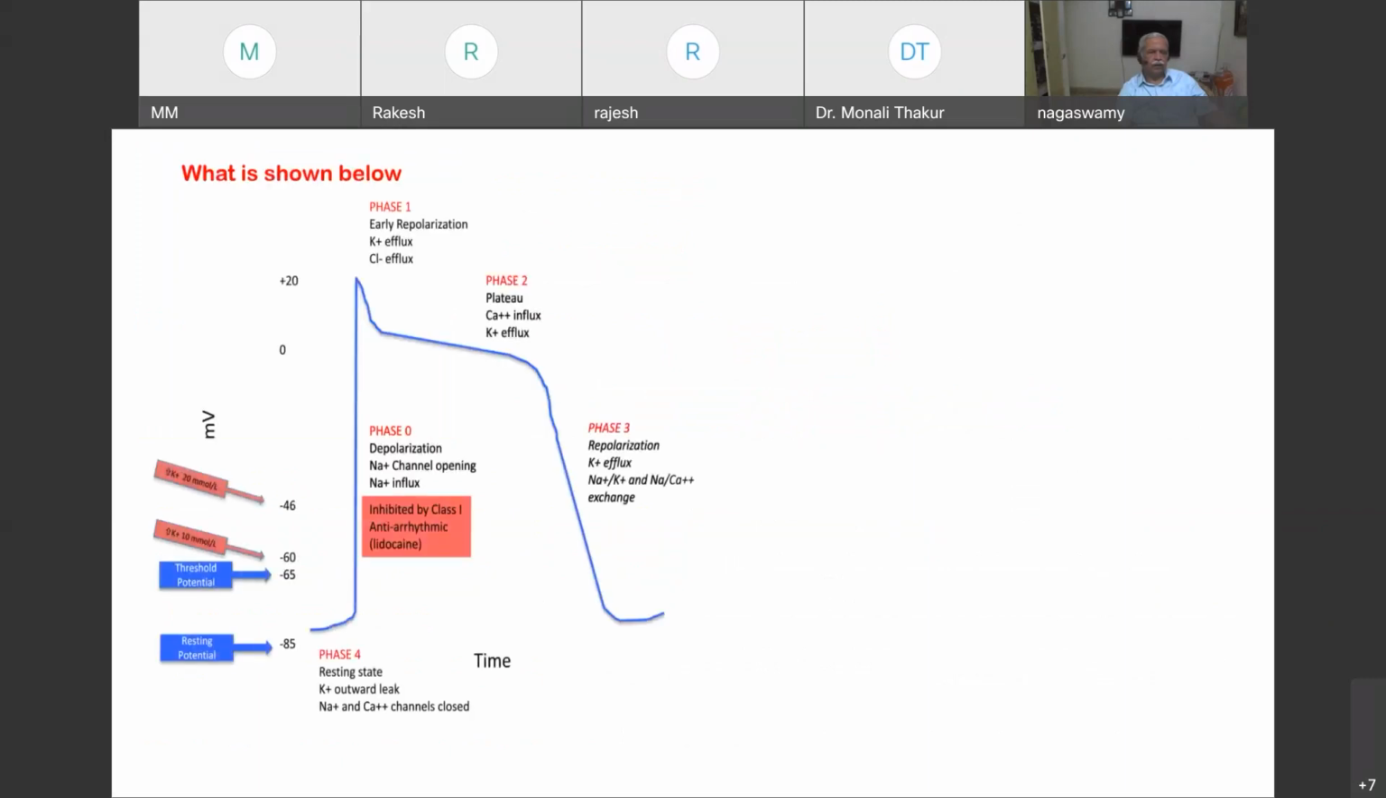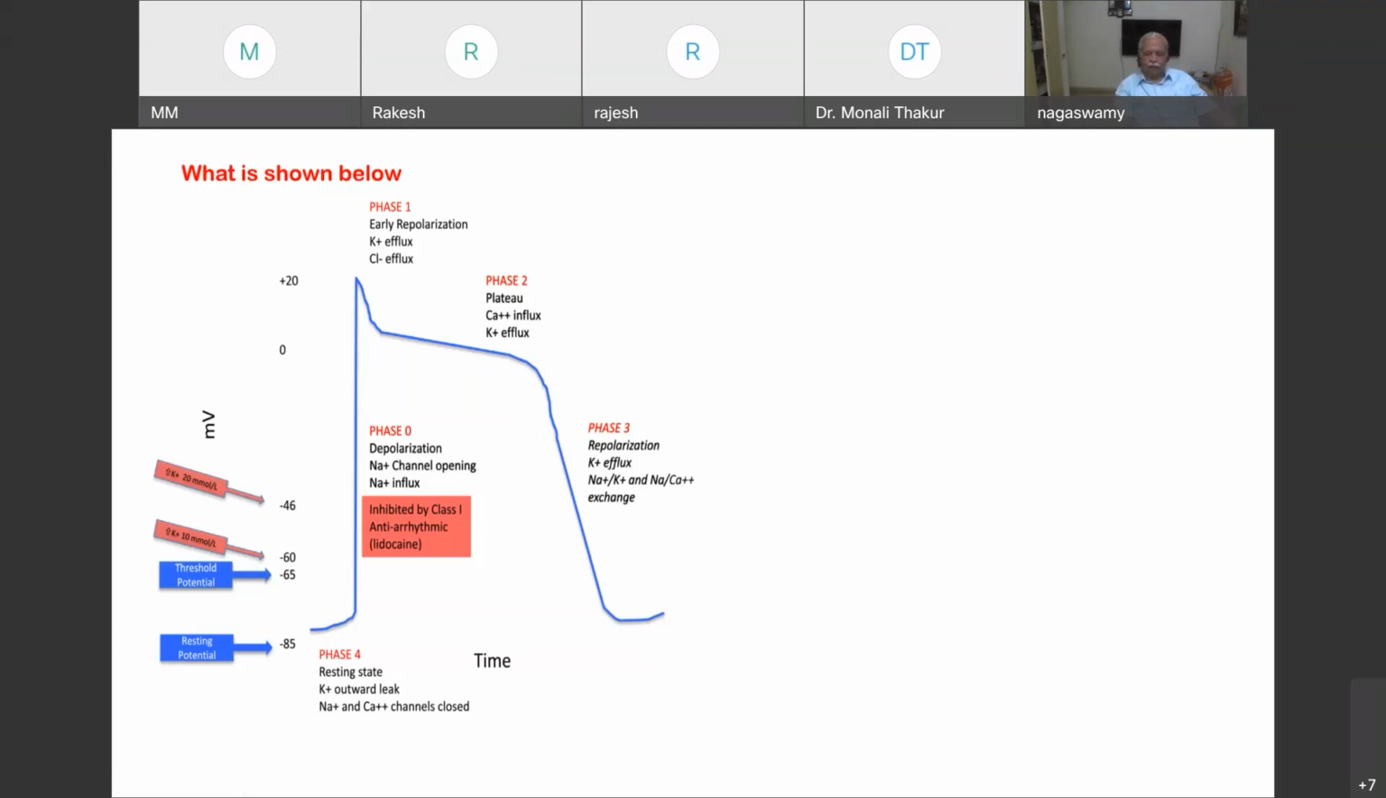So what is shown here? Cardiac action potential. Cardiomyocyte action potential. Is there any other action potential in the heart which is different from this? Pacemaker potential, sir. Okay, there is a difference between pacemaker potential and the myocyte potential. What is the pacemaker? SA node, sir. The SA node is the main pacemaker of the heart.